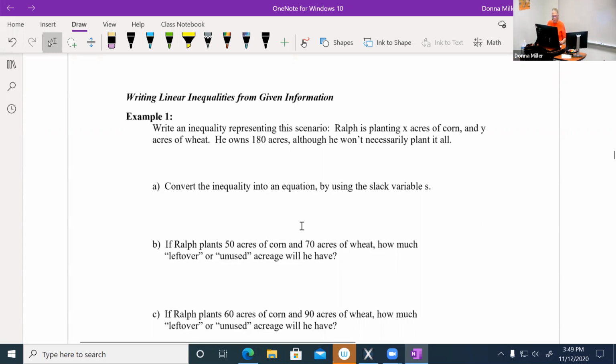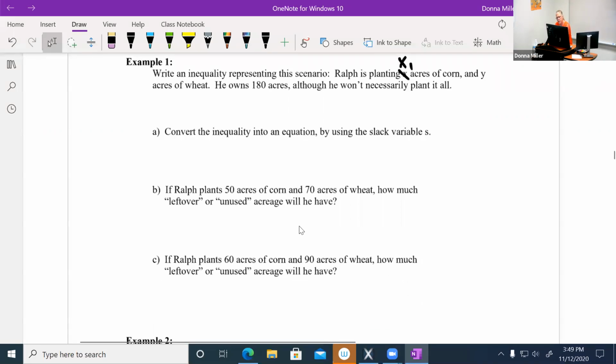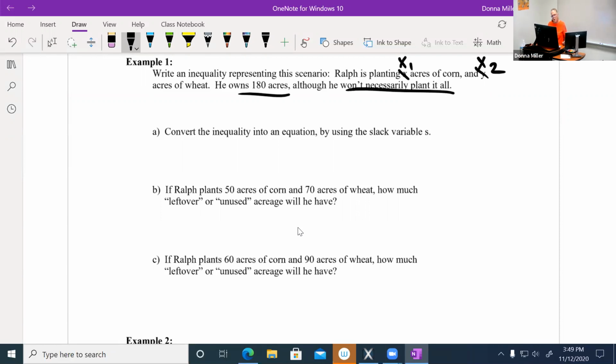All right, so it says, write an inequality. So Ralph is planting, I'm going to call this X1 acres of corn and X2 acres of wheat. He owns 180 acres, although he won't necessarily plant it all. All right. So if I want to write the inequality, he's going to plant a total of X1 plus X2 acres, right? That's what he's planting. And how many acres do I have available? 180. Right, so that has to be less than or equal to 180, right? Because he may not plant them all. So that's what we call a constraint. It's an inequality, all right?